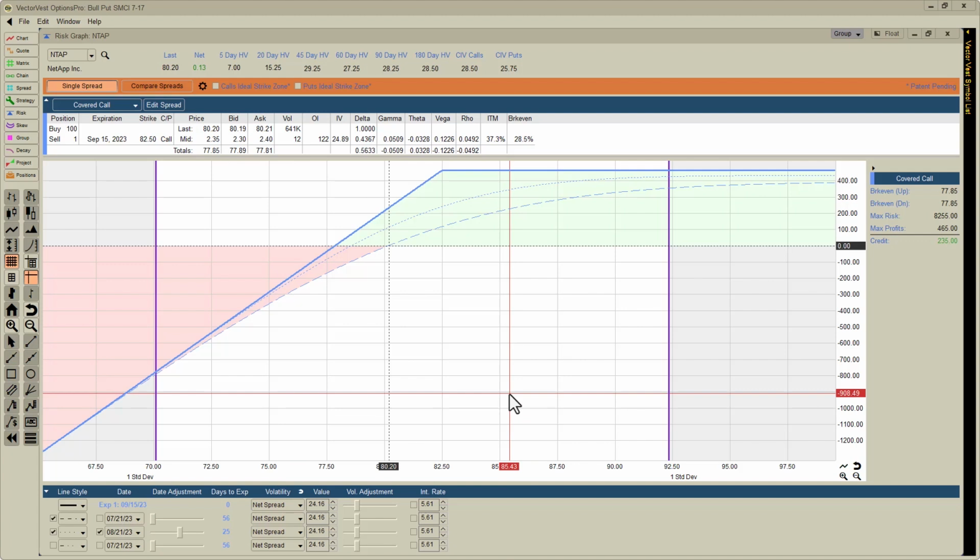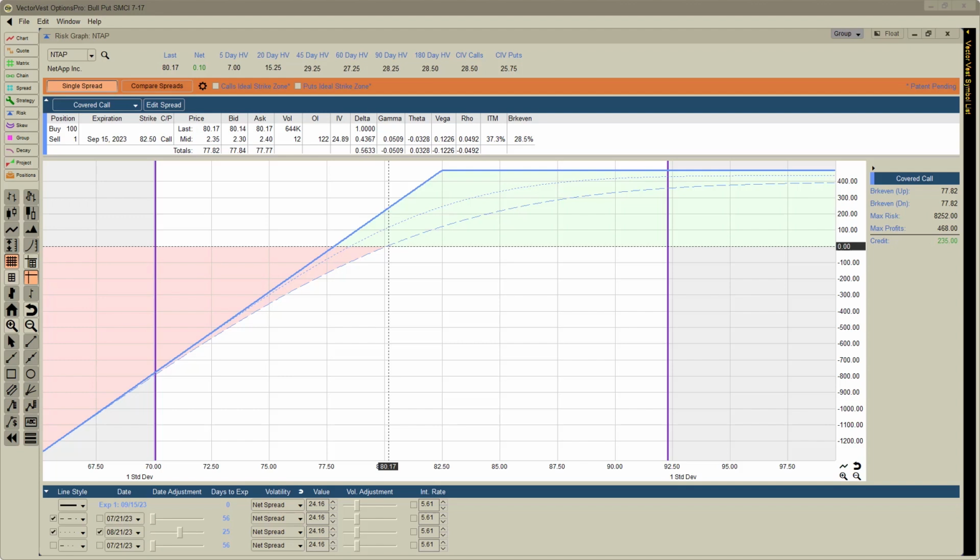Where would I target my profits? Well, on one hand, you could just let this trade go. On September 15th, as long as the stock is above 82.50, you will be called away. That simply means that the stock will be taken from you, that option essentially is triggered or assigned, and this trade simply goes away, and you will walk away with a $468 profit.